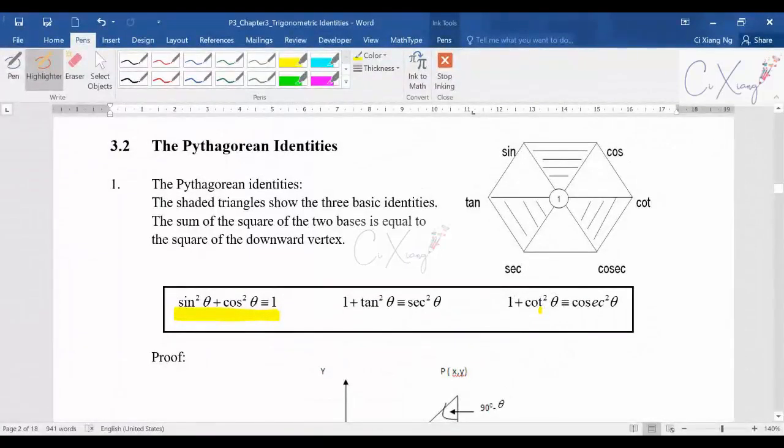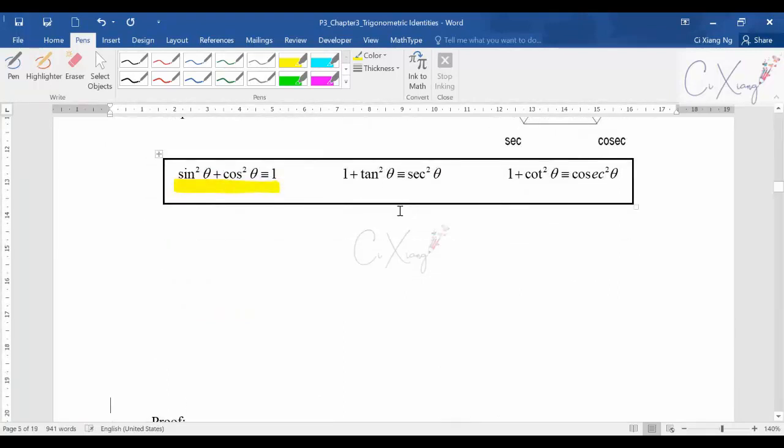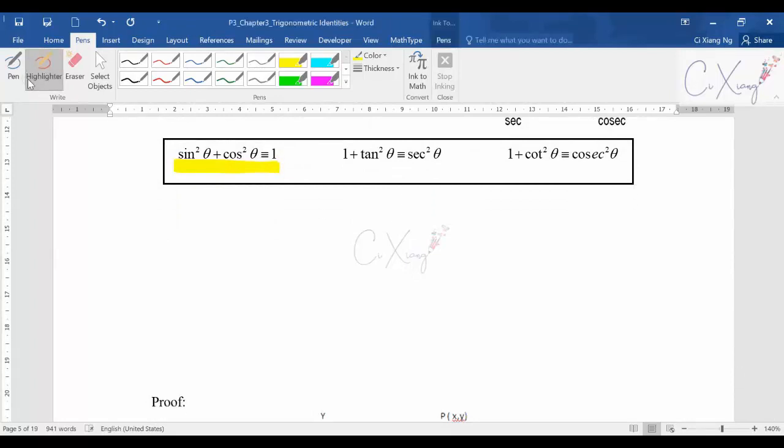You need to think of a way to memorize it. If you search on the internet, you will see that there are a lot of methods to teach you how to memorize this set of identities. We call them the Pythagorean identities. For myself, how I memorize it is that I only memorize one: sine square plus cos square equals 1. This is the original equation that I memorize.